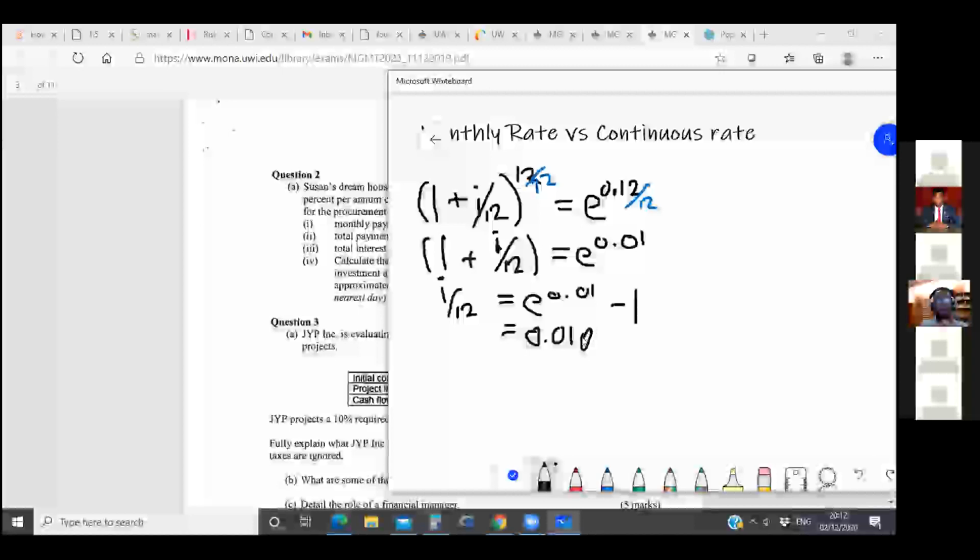Ironically, it's actually pretty close to what we got the other way. Even though the numbers were chosen arbitrarily, that's not always the case though. So we are cool with this. If I give you a similar problem, would you be able to do it by yourself? Or if I give you CAPM and everything?